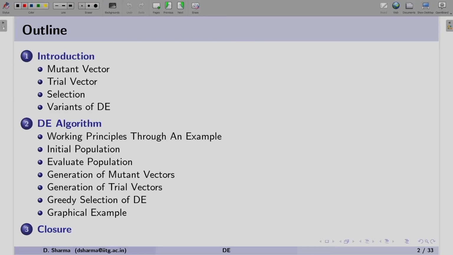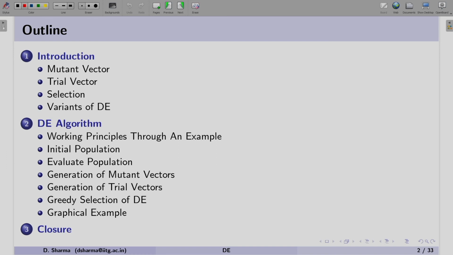Welcome to the session on differential evolution. In this particular session, we will cover the introduction to differential evolution. In differential evolution, rather than saying solutions or individuals, we have vectors. So, we are going to use different kinds of vectors for perturbing the solution in the feasible search space.